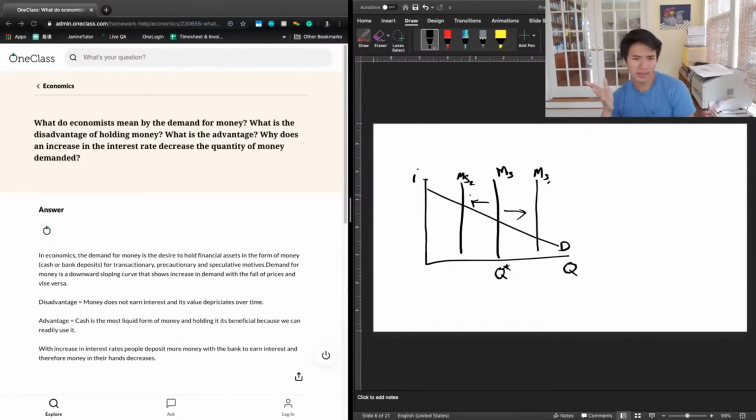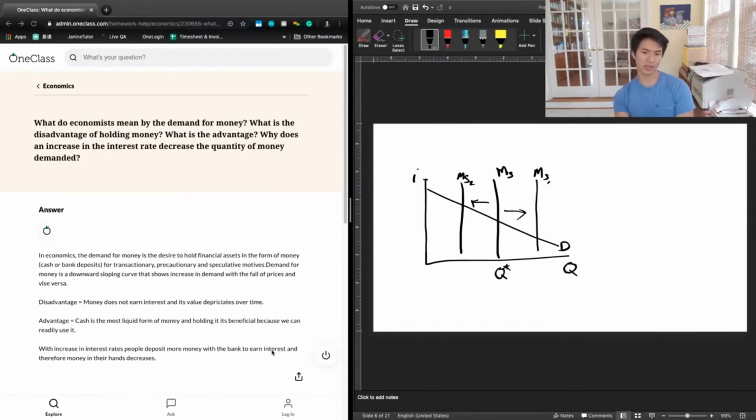And finally, the last question says, why does an increase in the interest rate decrease the quantity of money demanded? And again, we went over this. You can think about this from the saver's perspective. If there's a high interest rate, I want to save my money. I don't want to hold it, and so there's going to be lower demand. And you can also think of it from the investor's perspective. If there's a high interest rate, I'm not trying to take out a loan at a high interest rate to invest in my business if I know I have to pay that much interest on it. And so that is also going to decrease the quantity of money demanded. So hopefully that answers all those questions.